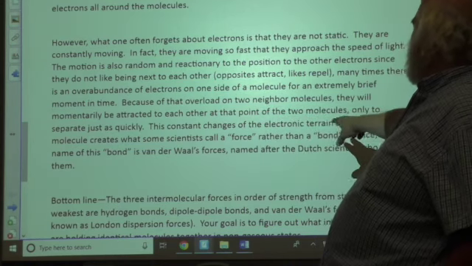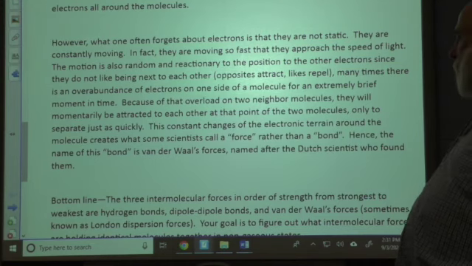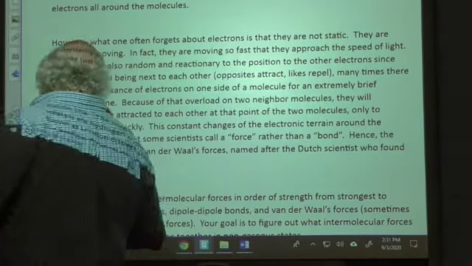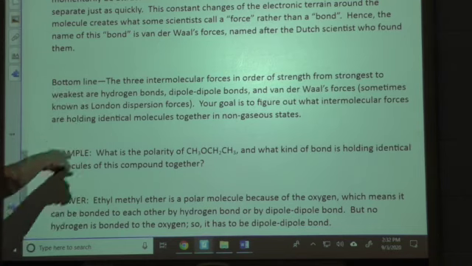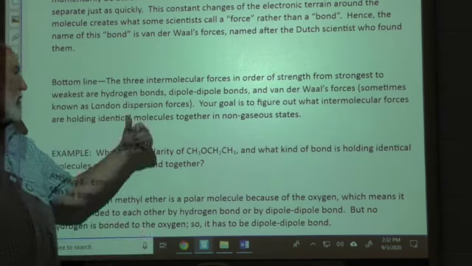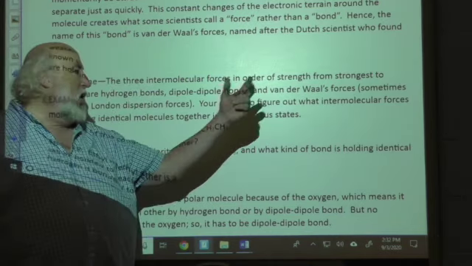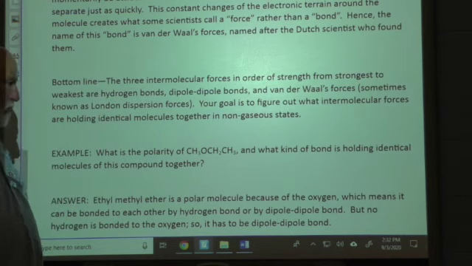this constant change of the electronic terrain around the molecule creates what some scientists call a force rather than a bond. Hence, the name van der Waals forces, named after the Dutch scientist who found it. Bottom line, this is the whole reason why we're going through this. The three intermolecular forces in order of strength from strongest to weakest are hydrogen bonds, dipole-dipole bonds, and van der Waals forces, which are also sometimes known as London dispersion forces.